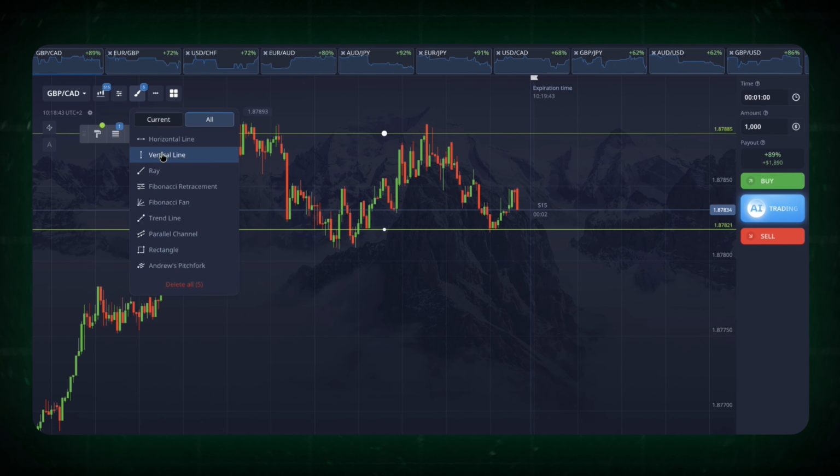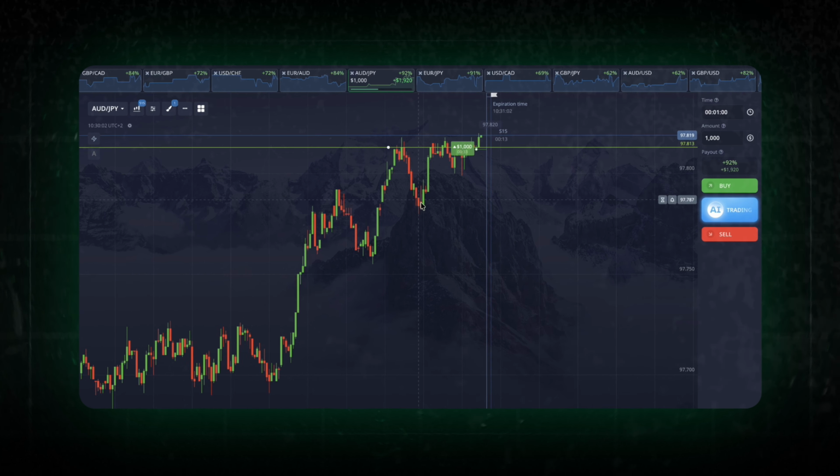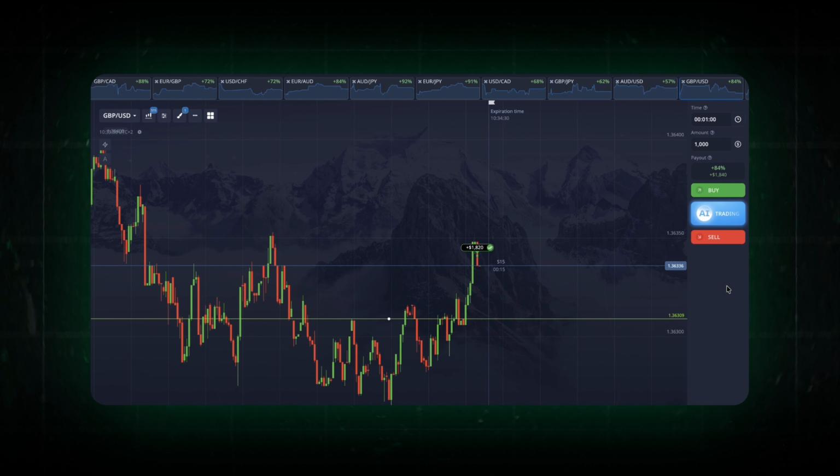To make things even clearer, let's move from theory to practice. I'll open a few trades and show you how resistance and support levels work right on the chart. This way you'll see that this isn't some abstraction, but a real working tool.